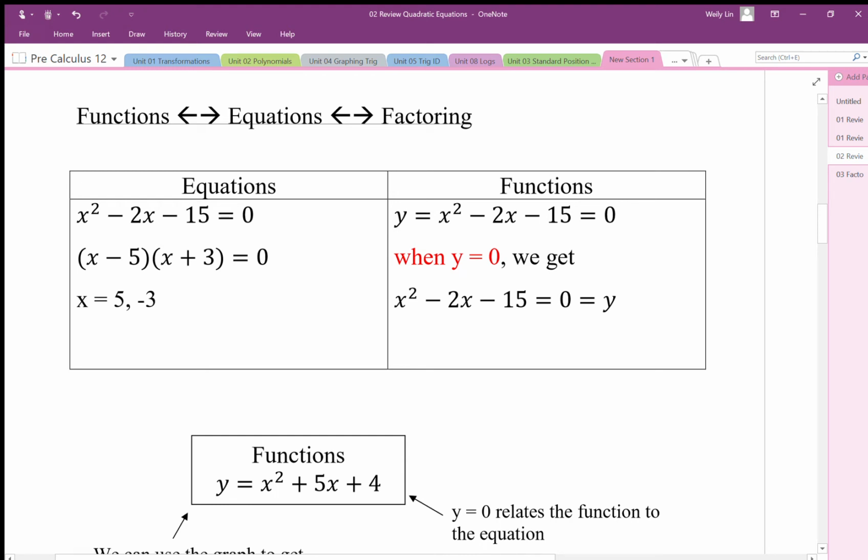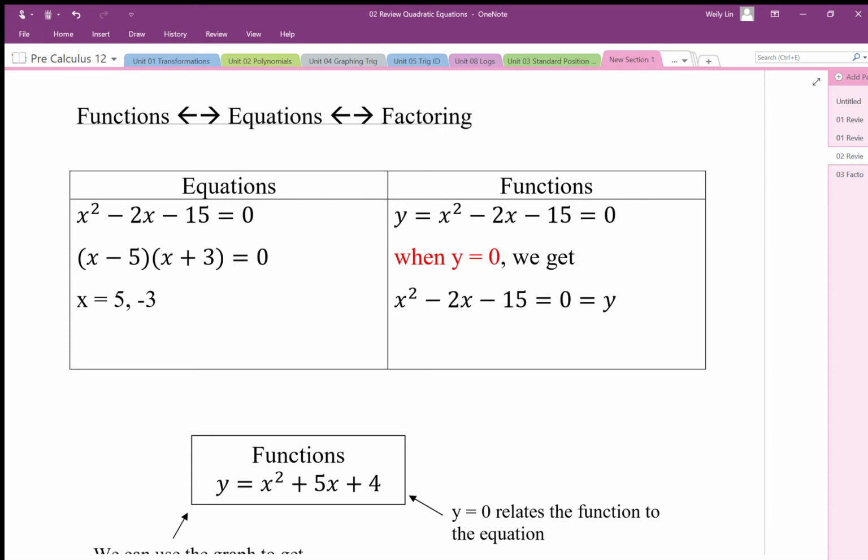When we're talking about quadratic equations and functions, we have to remember that these things are all interconnected. So functions, equations, and factoring are all interconnected with each other. They're not necessarily the same thing, but they're related to each other.